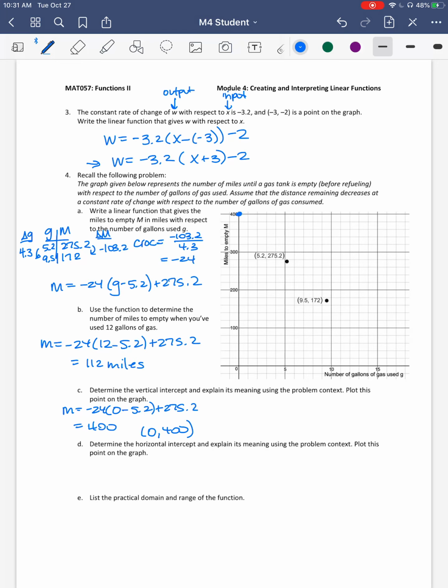And essentially the meaning is that when you've used 0 gallons of gas, you have 400 miles till empty.